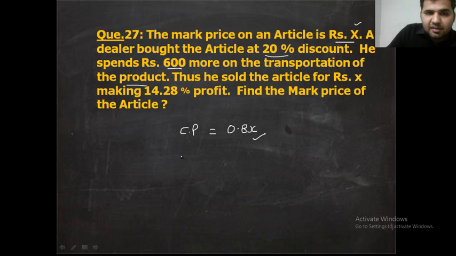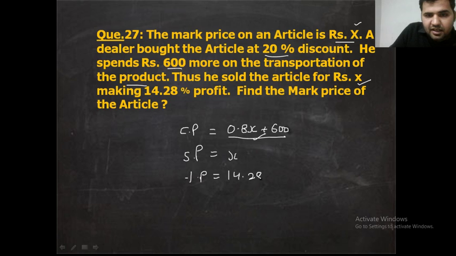Now he spends 600 rupees more on the transportation of the product also. That means he will be spending 600 more. So the final cost price for the dealer would be 0.8X plus 600, because he is also spending 600 rupees on the transportation. So this is the money that the dealer is spending to purchase the product. Now he is selling the product at X rupees. Now the selling price is given as X and the profit percentage is given as 14.28%. You just concentrate on this part. What is the meaning of 14.28%? That means he is selling the product at a profit of 1/7.